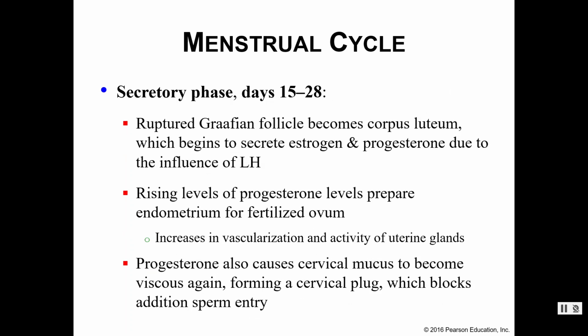And then we have the secretory phase, days 15 through 28. Okay? So now that the Graafian follicle has ruptured, it degenerates into the corpus luteum. The corpus luteum is now responsible for secreting estrogens and progesterones because we still have secretion of LH. Okay. The rising levels of progesterone are helping to prepare the endometrium for a potential fertilized ovum.